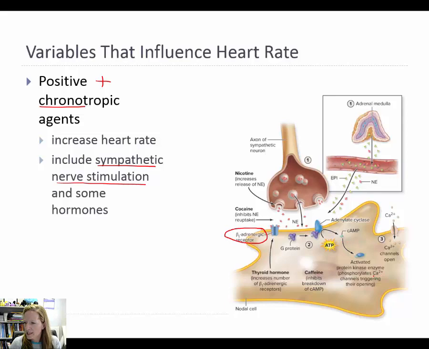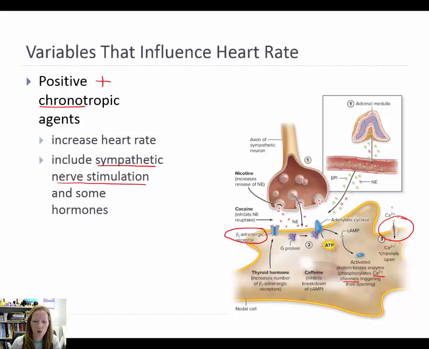It phosphorylates calcium channels. Here's the calcium channel right here. It triggers them to open, and when they open, look at what happens to calcium. Calcium is going to rush in. Technically, what happens here is that the nodal cells are able to reach threshold quicker.